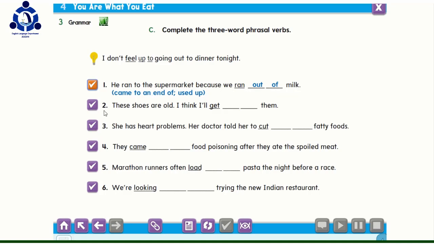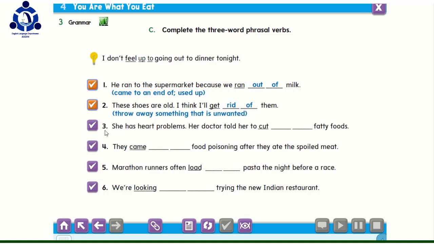Look at the second sentence. These shoes are old. I think I'll get them... So I think I'll get what? When you do not want something anymore and you want to get rid of them. Get rid of. What is the meaning of get rid of? Throw away something that is unwanted. Like I said, these shoes are old, so he doesn't want them anymore. So he'll get rid of them.